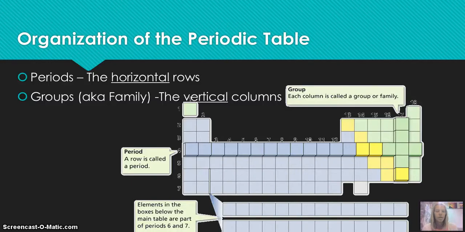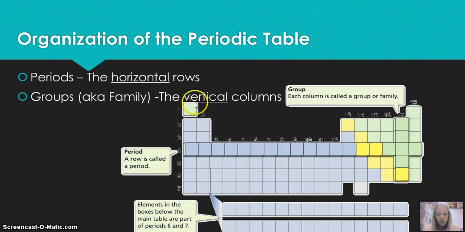All right. Hello, class. Today we are going to work on understanding how elements are grouped on the periodic table and a little bit more specific about certain groups on the periodic table. The first thing is it's important for you to know that there are horizontal rows across the periodic table, and those are called periods. Groups are the columns on the periodic table. They're also known as families.